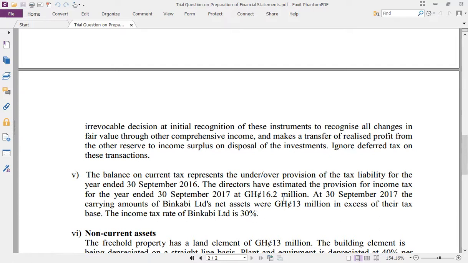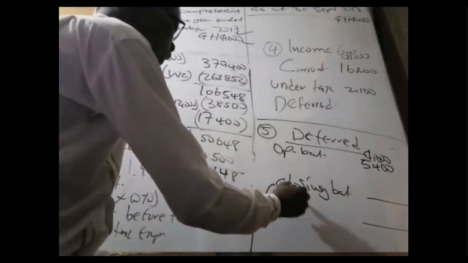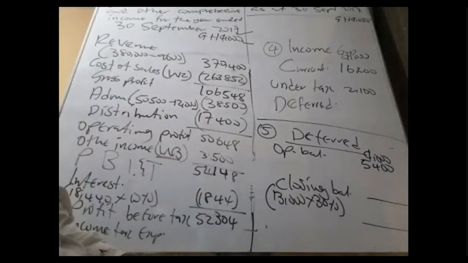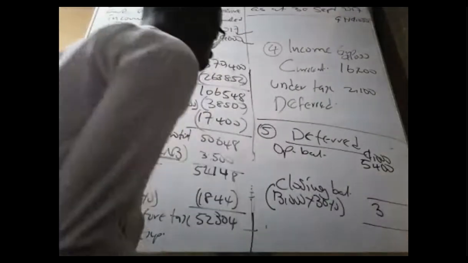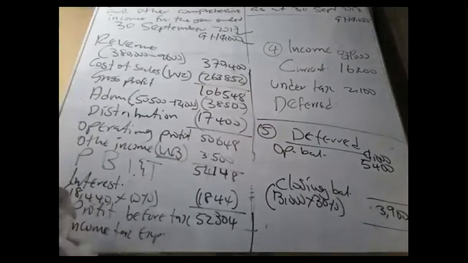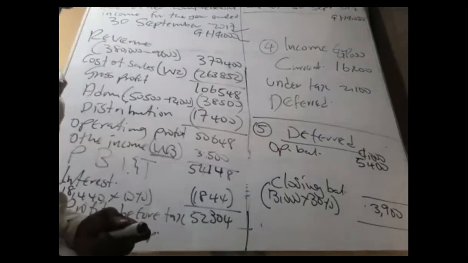So the tax rate is 30%. That means the temporary difference is 13,000. This is a taxable temporary difference because the carrying amount is in excess, the carrying amount is more. And that creates what you call a deferred tax liability, which is a non-current liability. Perfect. So in short, it will be 13,000 times 30%. If my calculator is correct, it should be 3,900. Perfect. Now I have a nice question for you.